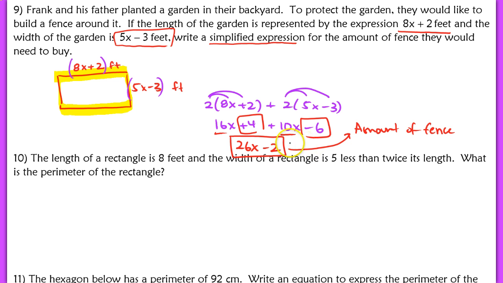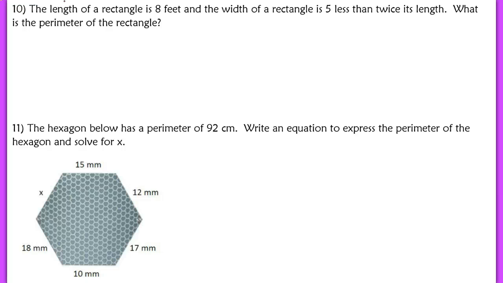Now I almost forgot the units. Make sure we're adding the units here. This is in feet. All right, let's move on to number 10. Number 10 says the length of a rectangle is 8 feet and the width of a rectangle is 5 less than twice its length. What is the perimeter of this rectangle?